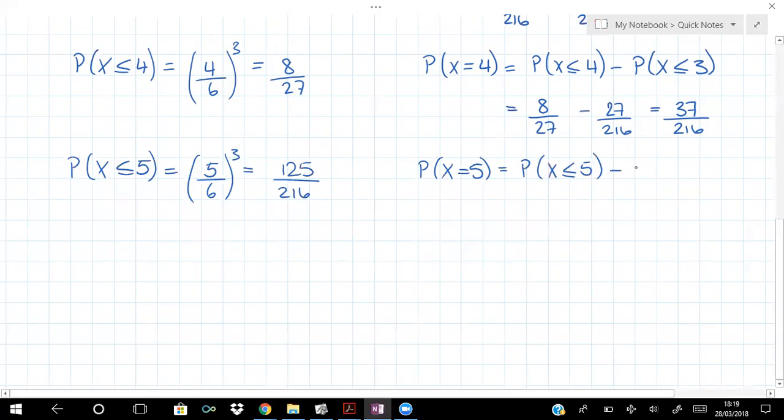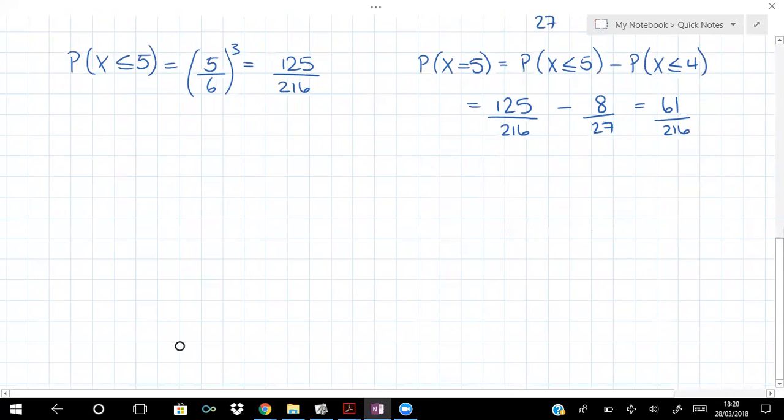So to find the probability when x is equal to 5, we use the same method. Less than or equal to 5, take away x less than or equal to 4. Minus 8 over 27, and that gives us 61 over 216.